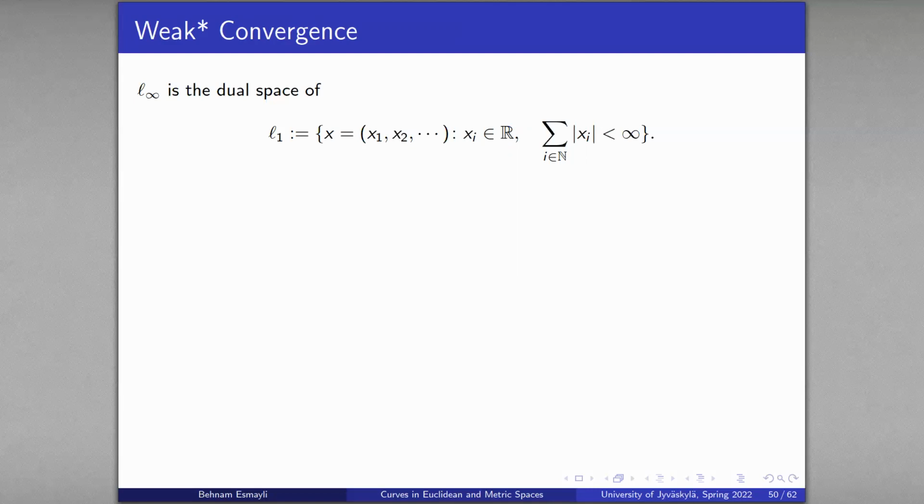We already mentioned that L infinity is the dual space of L1. So L1 is again a space of sequences, but this time we require more. We require that they be absolutely convergent, their summation. Okay, and this sum is the L1 norm.